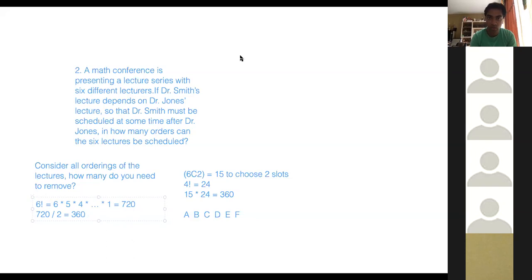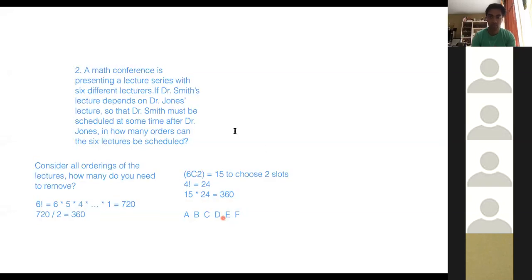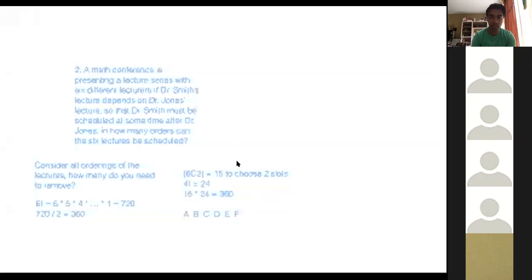So I think the ones who got 15 probably just did the first portion of choosing the 2 slots for Smith and Jones. But you have to consider all the orderings of the other 4 lecturers also. Any questions on this? Okay, let's move on to the last question.